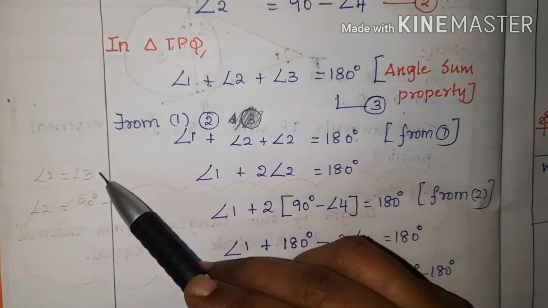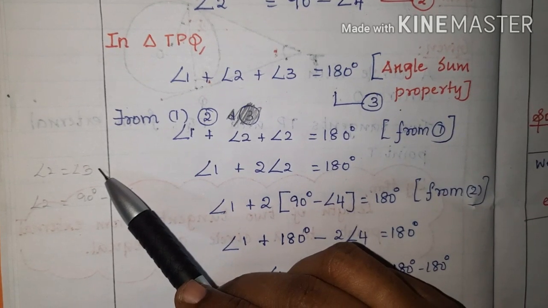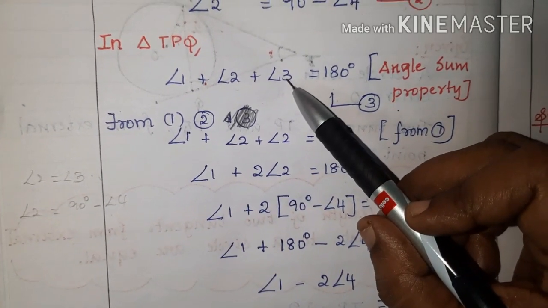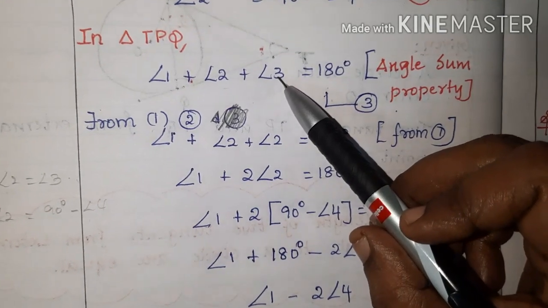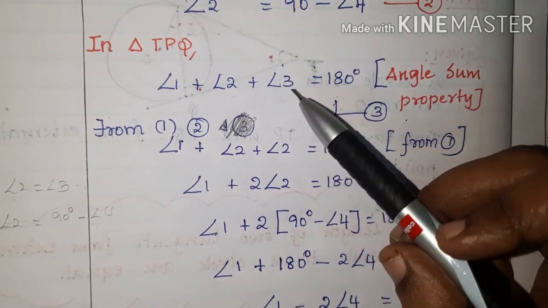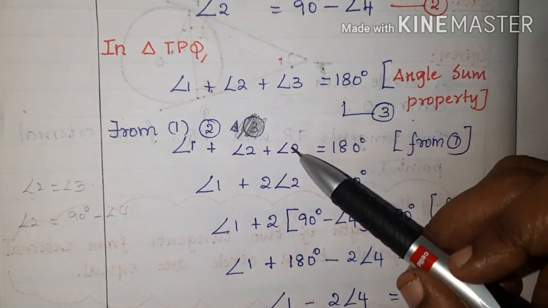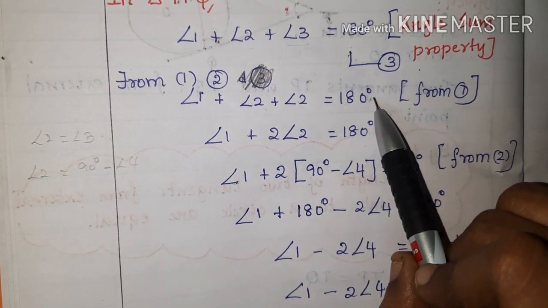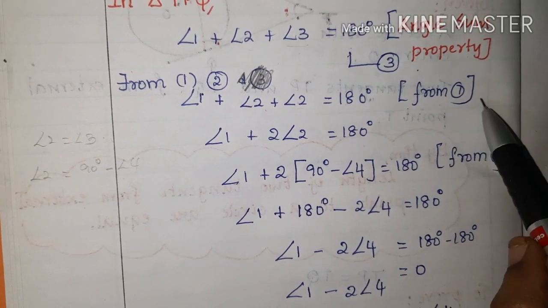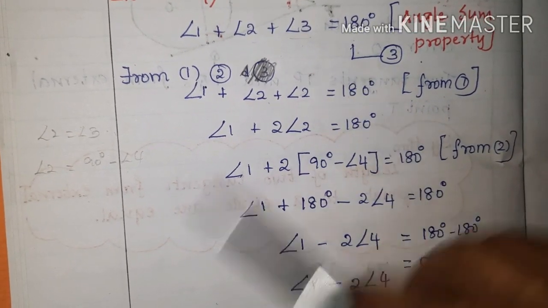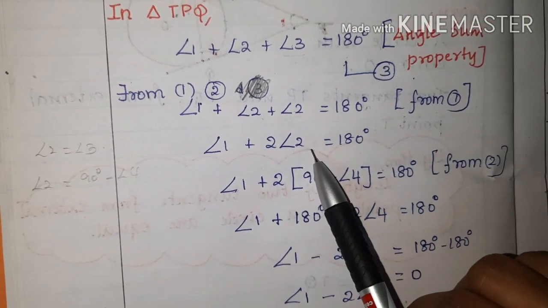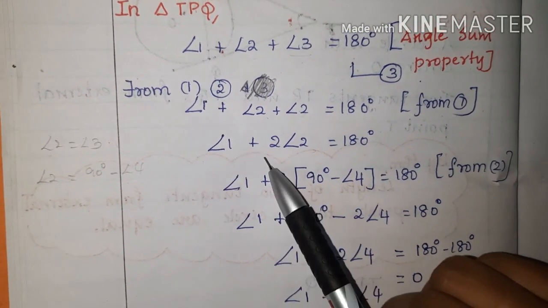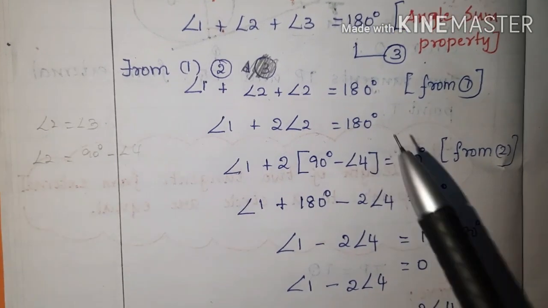So first let's apply the first equation, that is angle 2 is equal to angle 3. So we are going to replace angle 3 by angle 2 because there is no use for angle 3 here. So you get angle 1 plus angle 2 plus angle 2 is equal to 180 degrees from equation 1. Now this you can write as angle 1 plus 2 times angle 2 equal to 180 degrees.